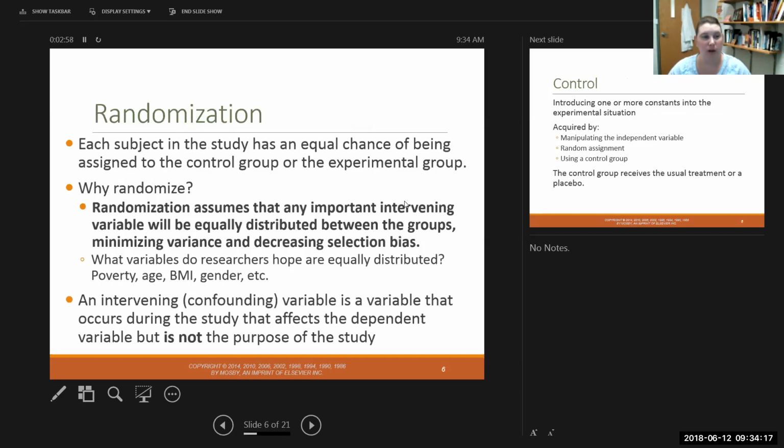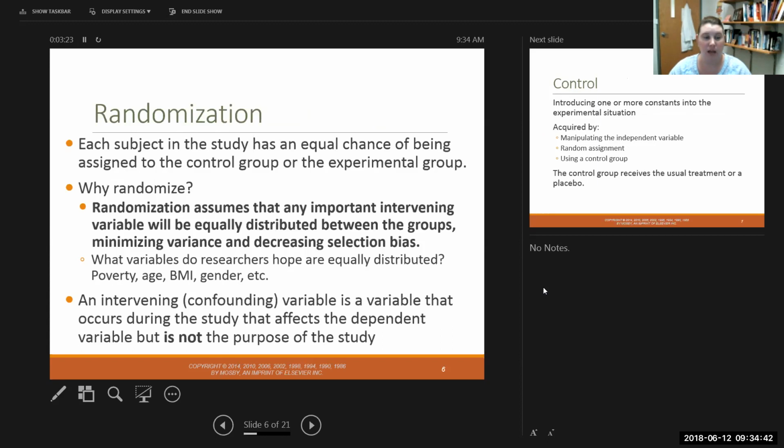What is the importance of randomization? Each subject in the study has an equal chance of being assigned to the control group or to the experimental group. Why would we want to randomize? It assumes that it's very important that the intervention variable be equally distributed between the groups. So we want to try and minimize variance and decrease any sort of selection bias as we are creating our groups.